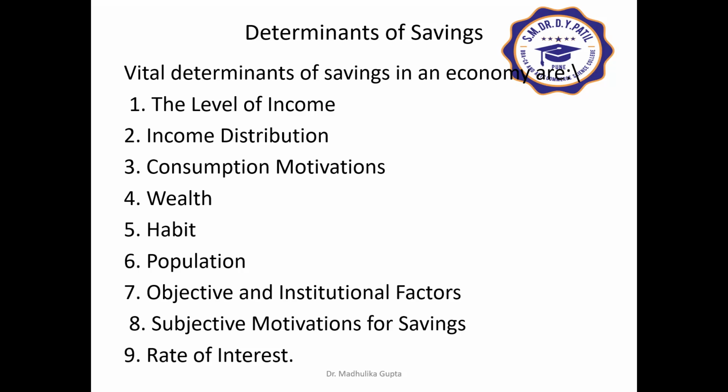So among modern economists, there is a difference of opinion about which concept of income to be adopted in the saving function. There are 3 types of variants on the concept of income, that is absolute income, relative income, and permanent income, right? So this is how level of income determines saving, the first determinant of saving. The second determinant of saving is income distribution.